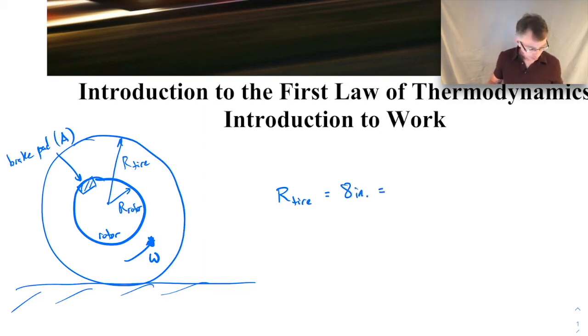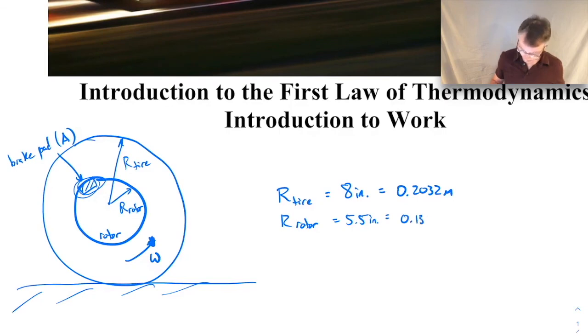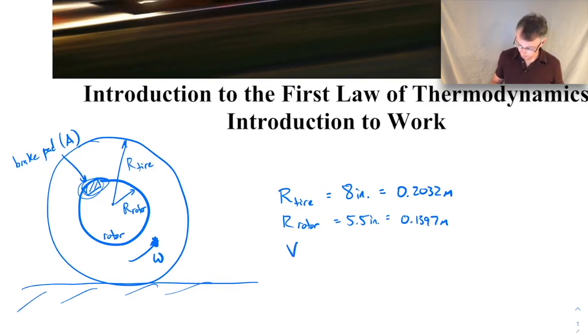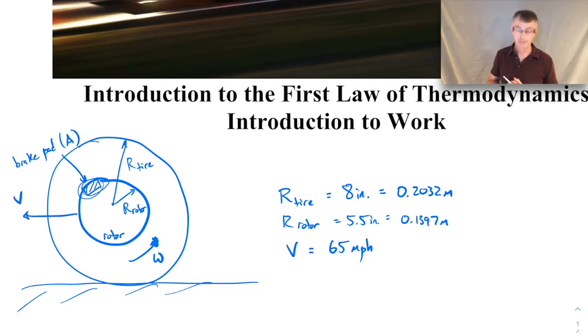If you convert that over to metric units, that's about 0.2032 meters. The radius of the rotor, which is about where the brake pad is located, is about 5.5 inches, so in metric that's 0.1397 meters. The typical speed I'm interested in is a car traveling at 65 miles per hour. Converted to metric units, that comes out to 29.0576 meters per second. You can do these unit conversions using Google or some conversion tables.